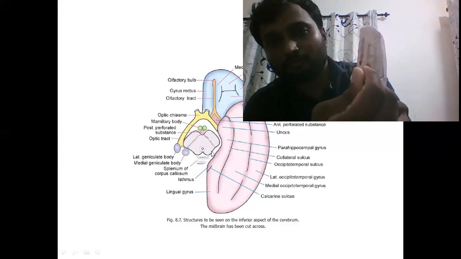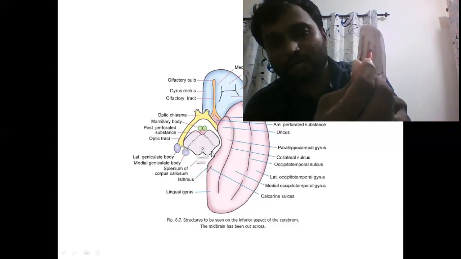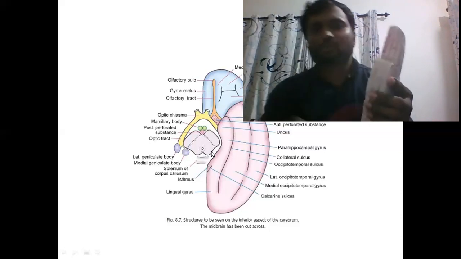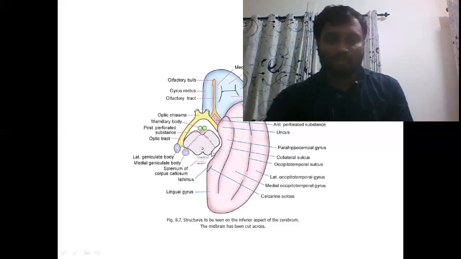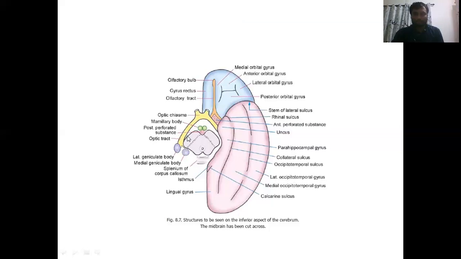H-shape. See this H-shaped sulcus which divides this area into four parts: anterior, posterior, medial, lateral. So that's all about the orbital surface. It's easy to study. Now we'll see the image and we'll see the notes.